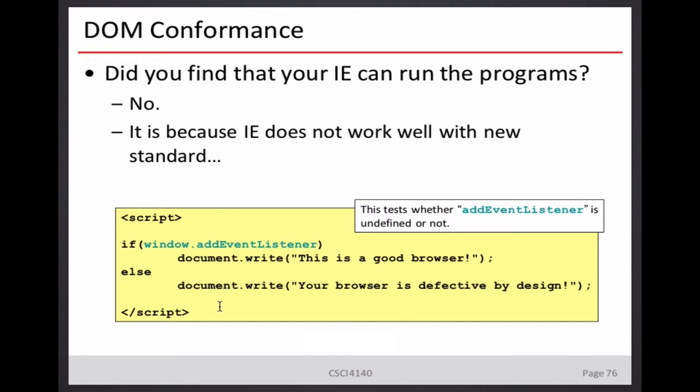How? Very simple. IE doesn't implement this function. So if I write window.addEventListener and run it on the prompt, no problem, it will give you the function body, as it's telling you true. Now what if IE? IE will tell you undefined. It's not implemented. So undefined means false. So it will return false to you.